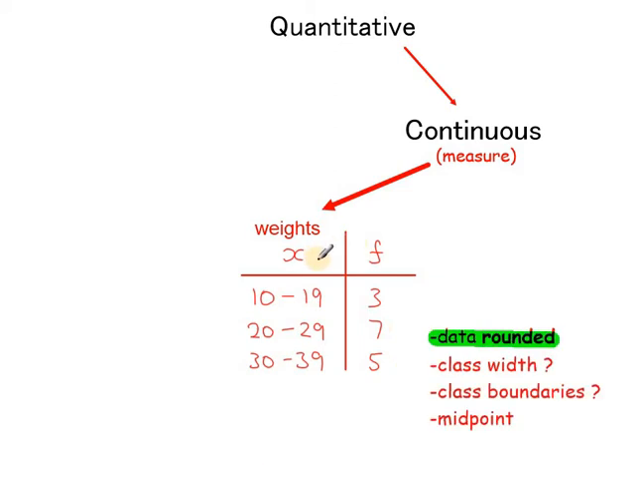The data recorded here is rounded, so a value of 19.2 would be in this class. A value of 19.7 would fall into this class. The width of this class is not 29 minus 20. It is not 9. The width is based on the class boundaries, and the class boundaries here are 19.5 to 29.5, and that gives a class width of 10. The midpoint of this class is 24.5.